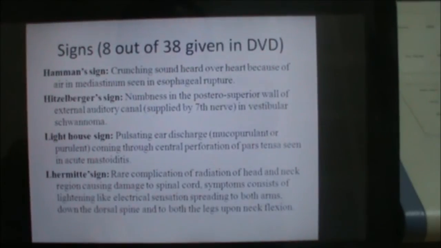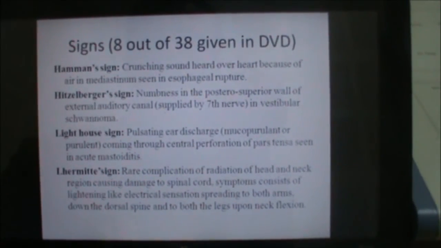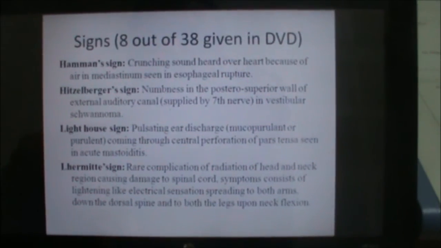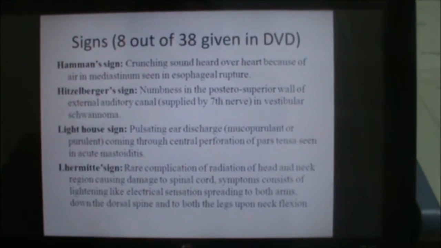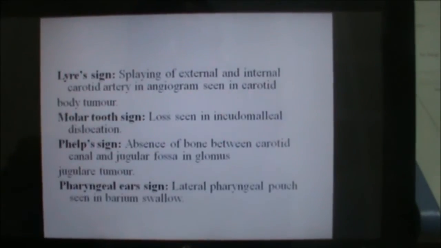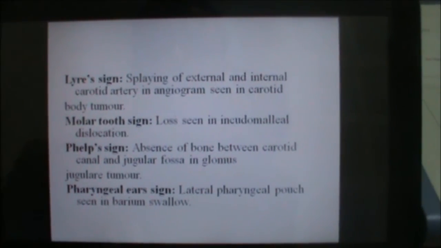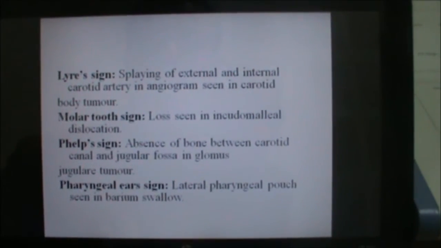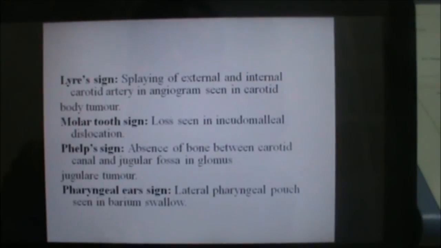Then there are various signs which have been listed in the DVD, and 8 out of 38 total are listed below, just to set an example or a sample: Hammond sign, Hirschsprung sign, lighthouse sign, limit sign. These are again very often asked questions in your viva, and this DVD will be helpful for preparing for the exam.